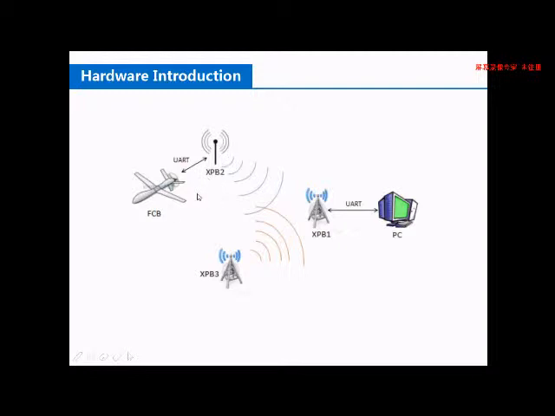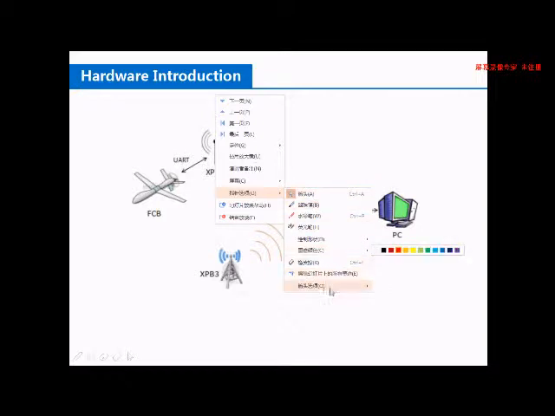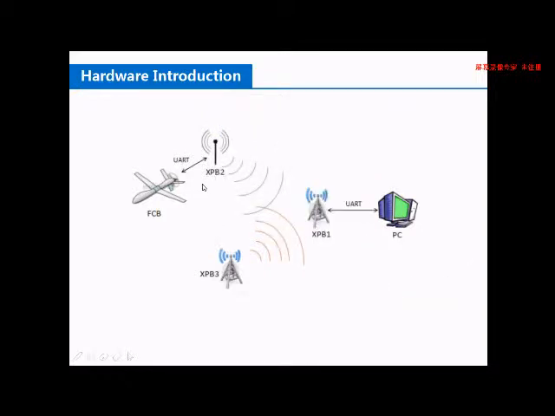The XPB2 and FPB are installed on a quadcopter or a UAV. They communicate with each other through the UART interface. And there are 2.4 gigahertz RF transceiver and antenna on FPB, so they can transfer wireless data with each other using half duplex communication.